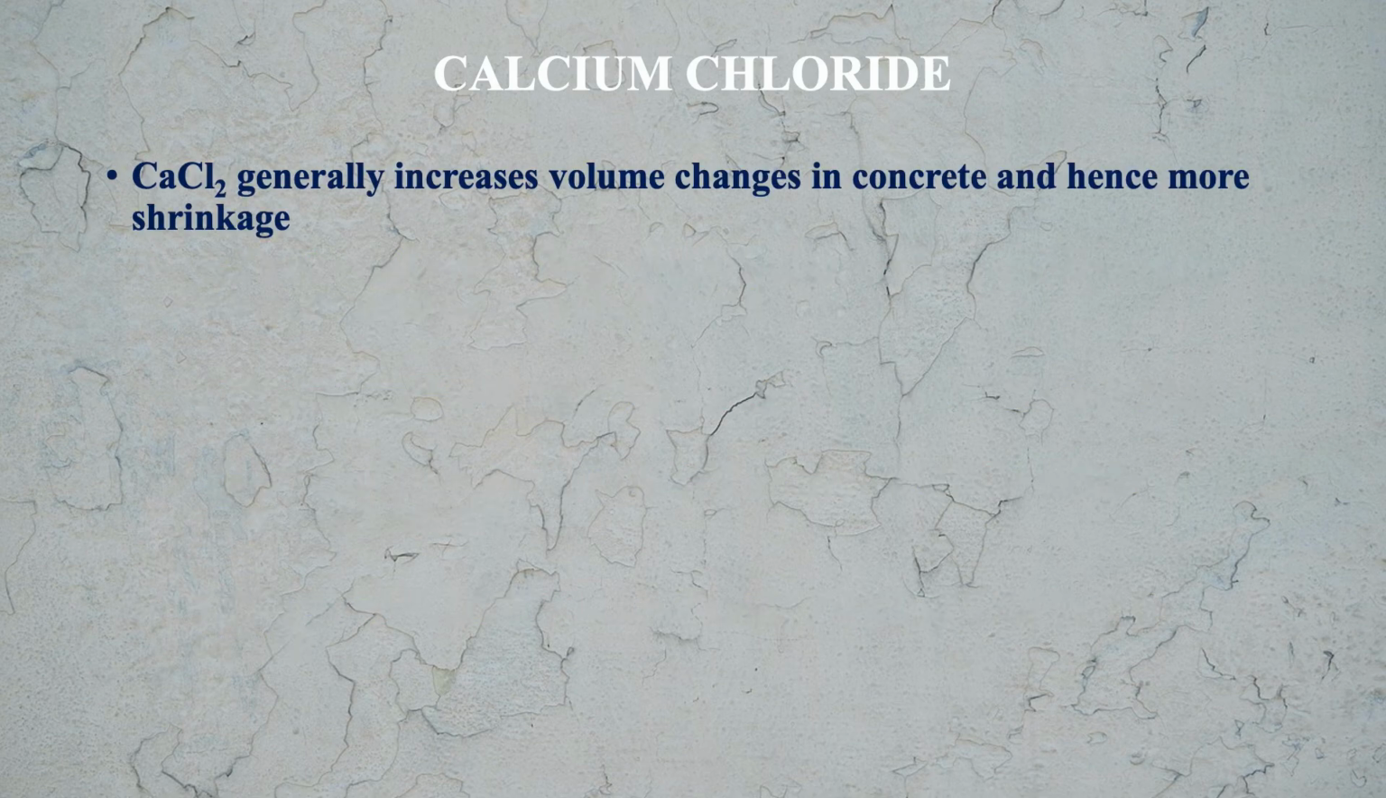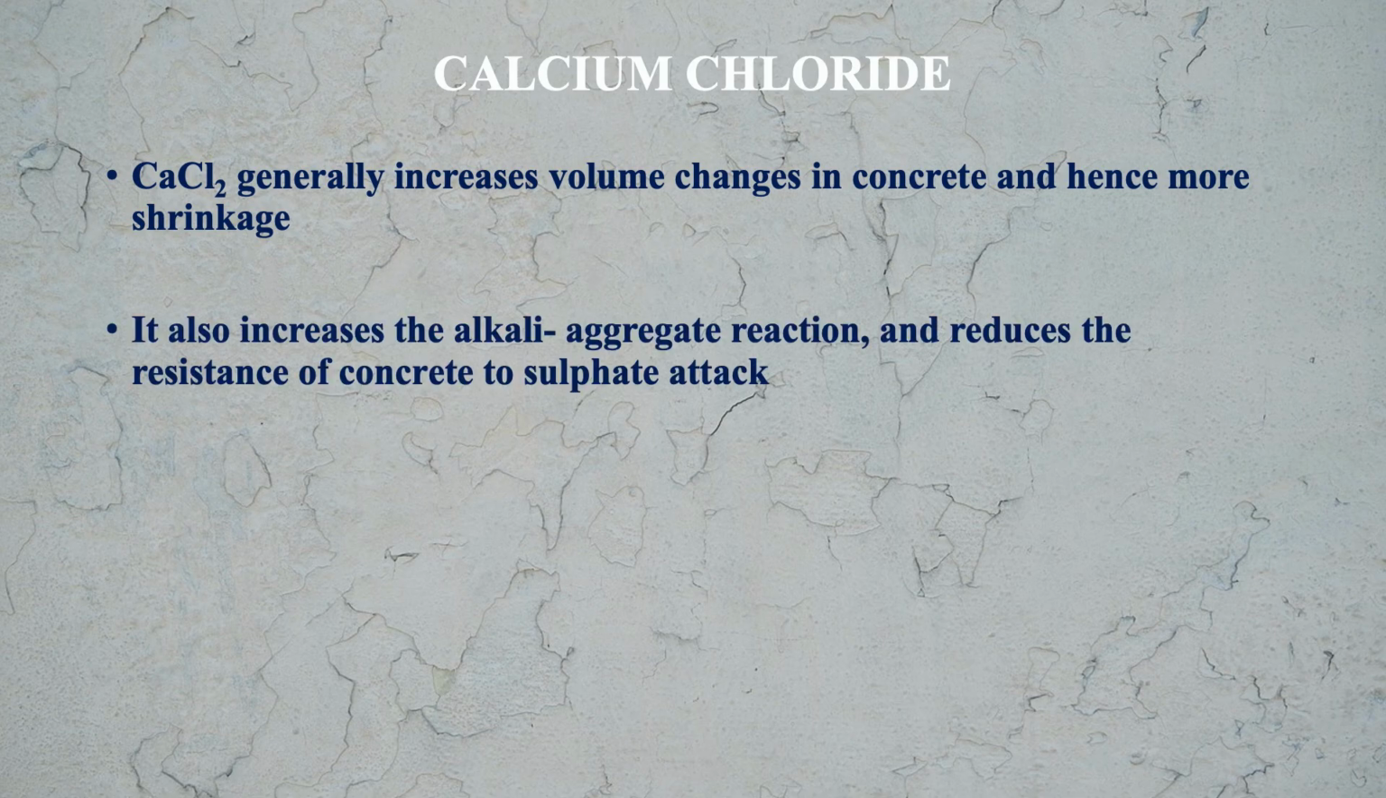Calcium chloride generally increases volume changes in concrete and hence more shrinkage is introduced. It also increases the alkali aggregate reaction and reduces the resistance of concrete to sulfate attack. So while using calcium chloride as admixture in concrete, we should keep in mind and follow these precautions. Now let us move to the retarders.